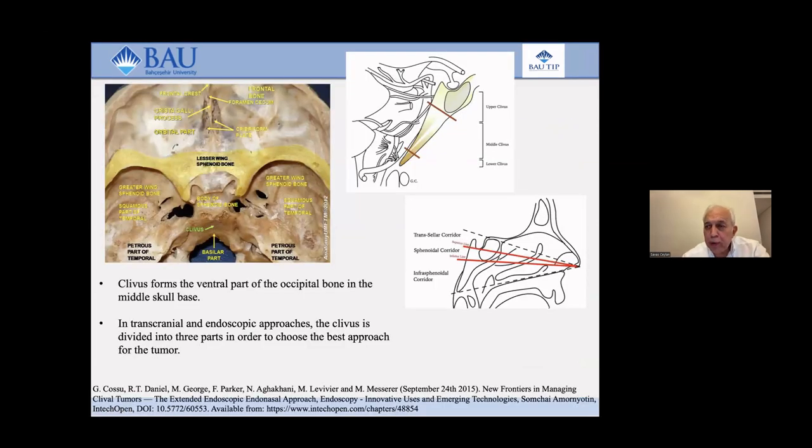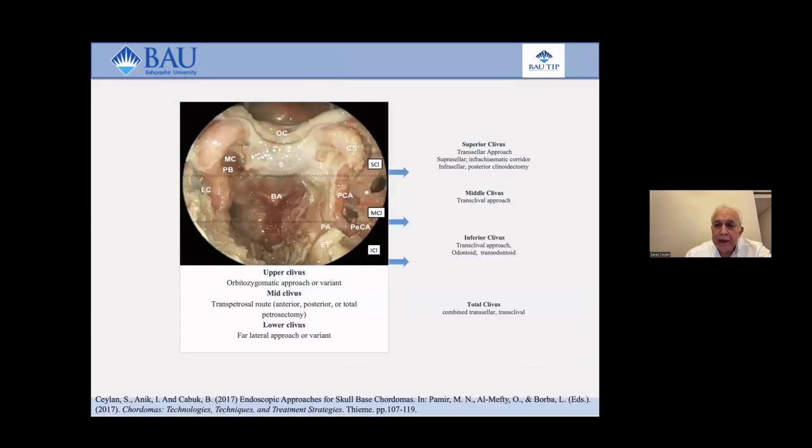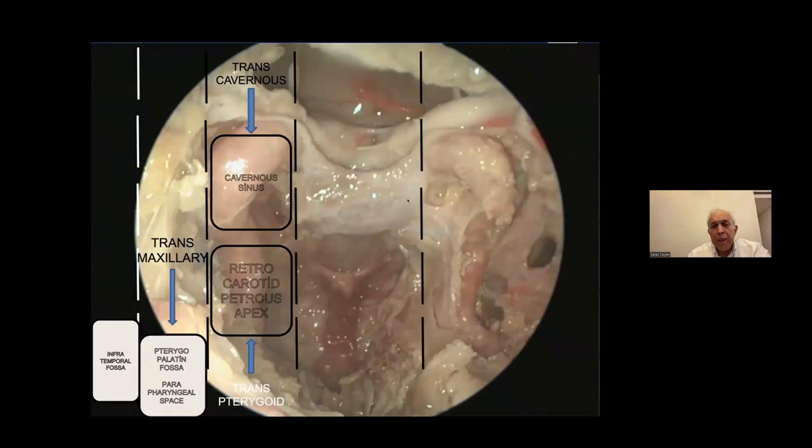In transcranial and endoscopic approaches, the clivus is divided into three parts. These are the superior clivus, middle clivus, and inferior clivus. The inferior clivus contains the lower clivus and craniocervical junction. For this region, we routinely use transclival and transodontoid approaches. Median and paramedian lesions are very suitable for the extended endoscopic approach.